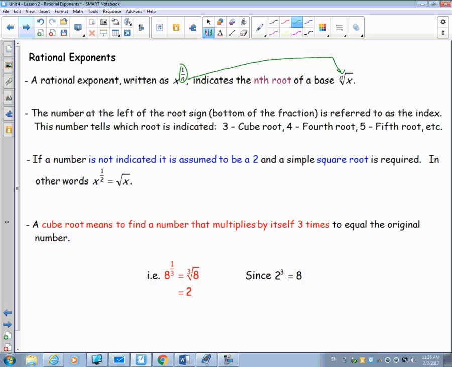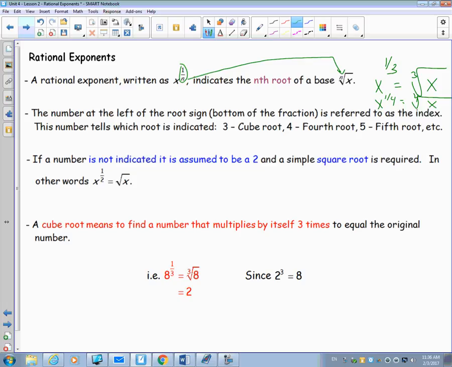Now, it's not the same as saying n square root x. What we're really saying here is the nth root of x. So the x is here, and the n's that little number outside. Okay? The number at the left of the root sign, the bottom of the fraction, is called our index number. So for example, if you have the number 3, look at that, x to the 1/3, we would call this the third root of x. If it was x to the 1/4, it would be the fourth root of x. 1/5, the fifth root of x, and so on and so on and so on.